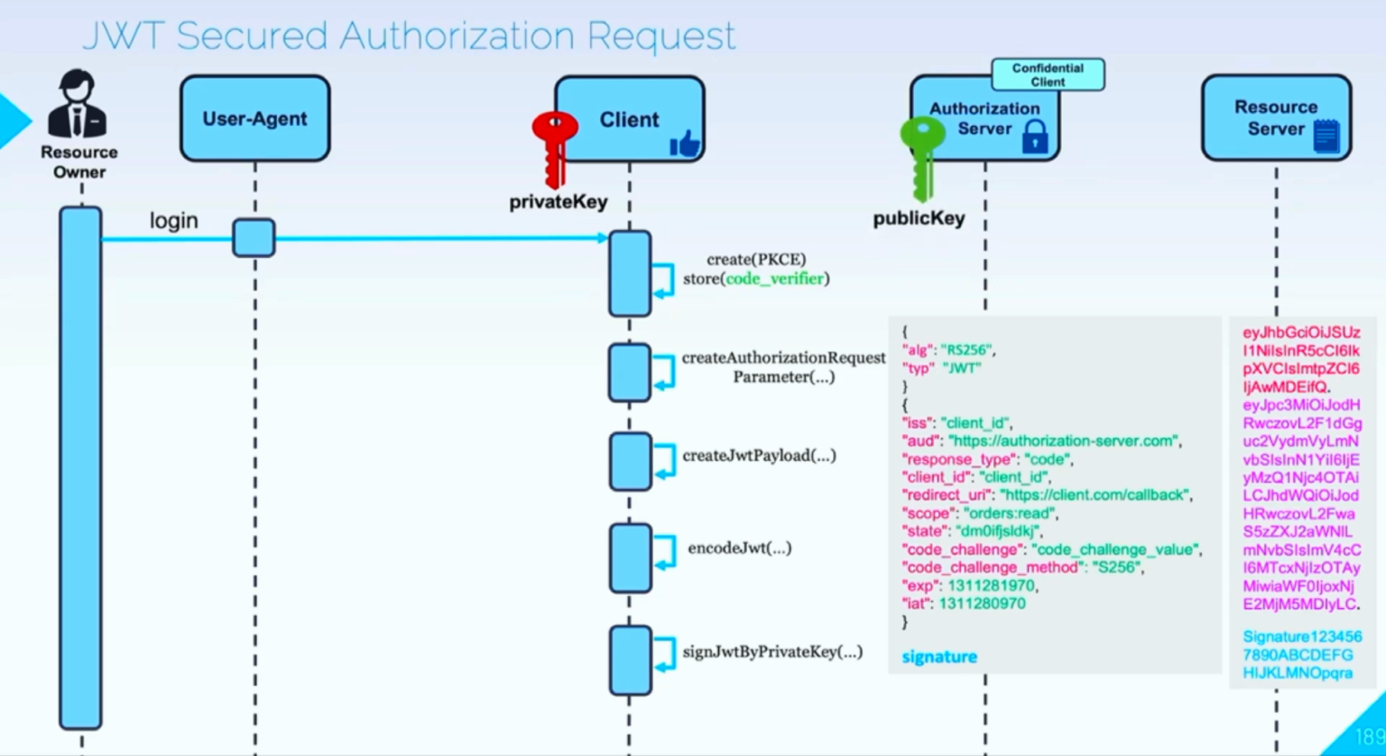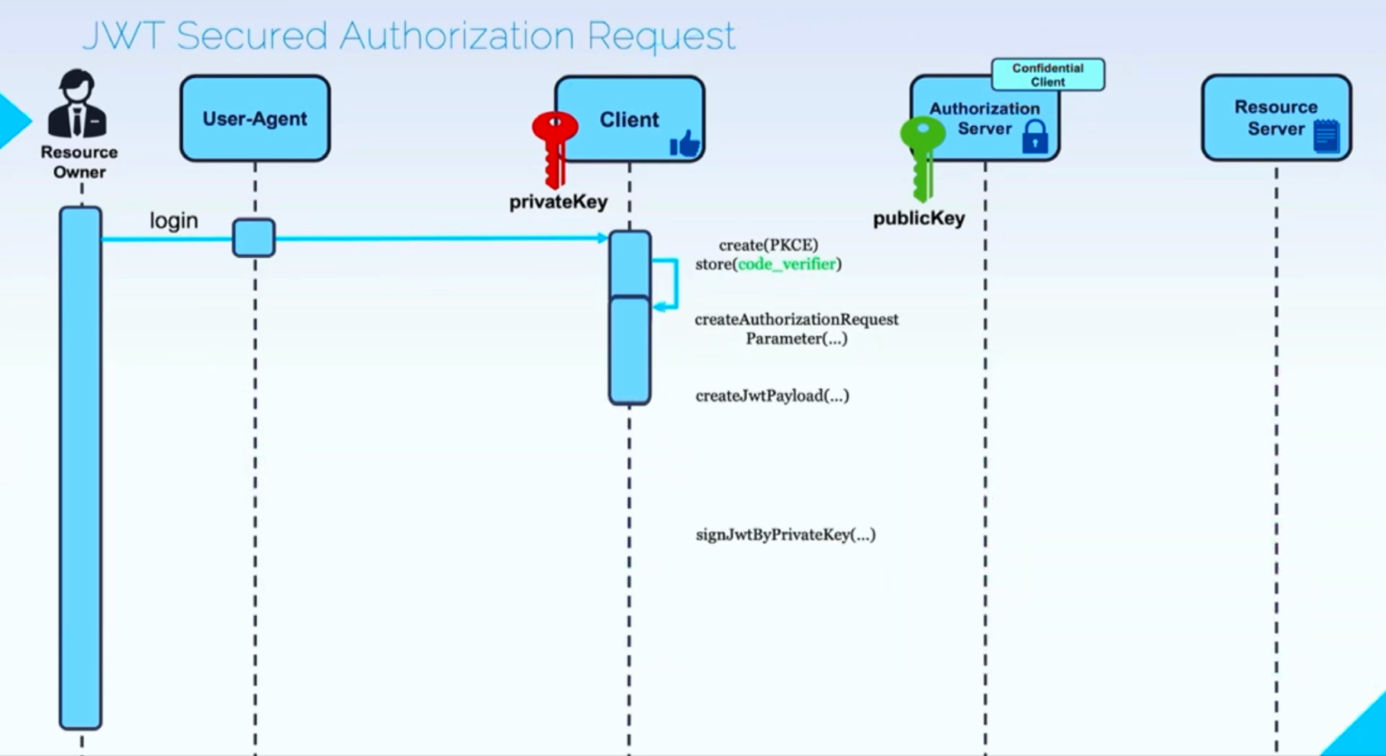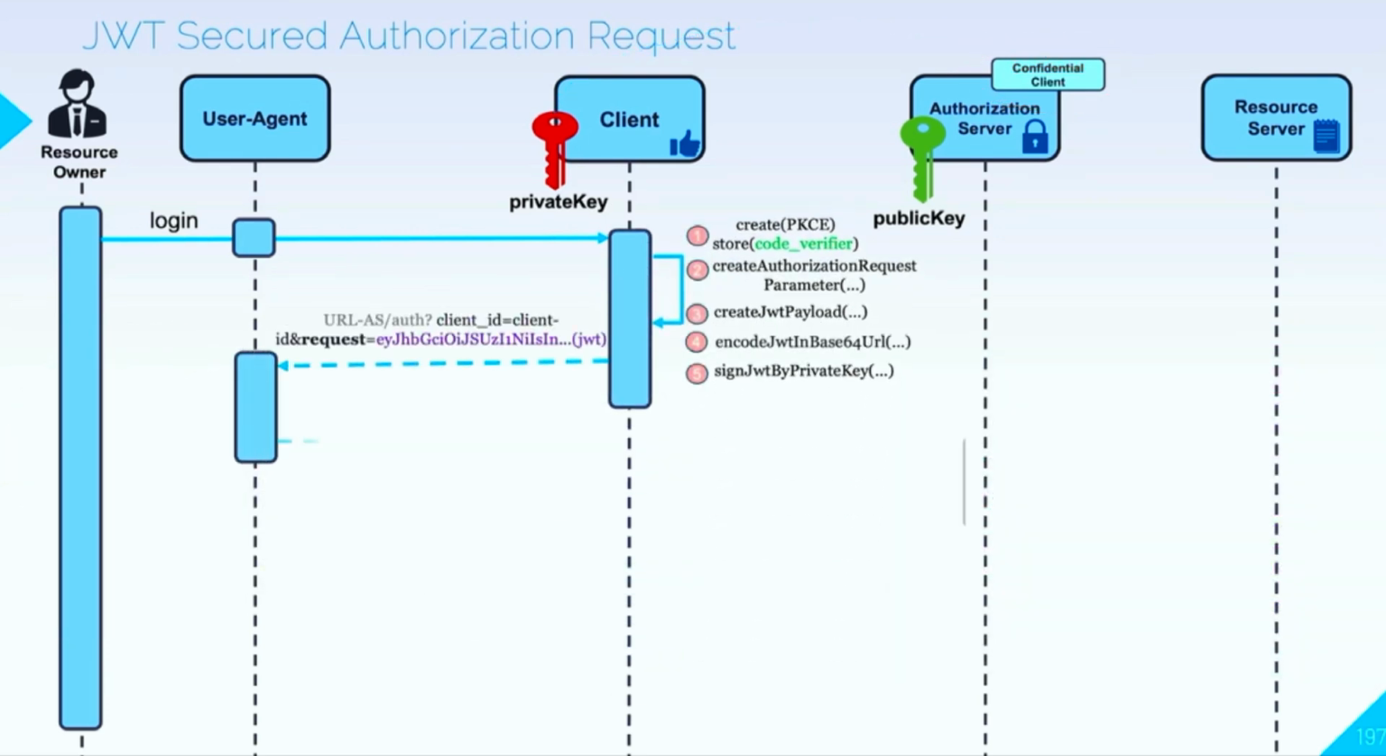To validate the signature, the authorization server must also have access to the client's public key or know how to retrieve it. We have already covered the basics of asymmetric signing in the token validation lesson, and exactly because of the private key that should be securely stored by the client, we need to register the client as a confidential client. Once the JWT is signed, the client then sends the resource owner to the authorization server along with the signed JWT and client ID as query parameters.